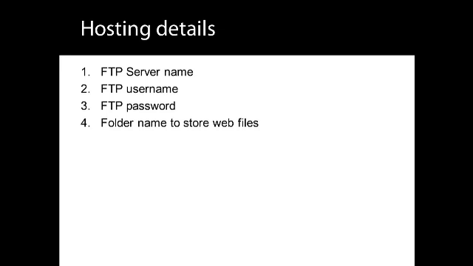The FTP server name is often ftp.yourdomainname.com, but check with your host. You'll also have an FTP username and FTP password. The last one isn't so obvious. Your host's welcome email might include a location on your hosting account where you store your web files. For example, I use a control panel called cPanel, and the files are stored in a folder called public_html. Plesk, another popular control panel, stores files inside http_docs. So, if your host has told you to upload your files to a particular location, make a note of that too.